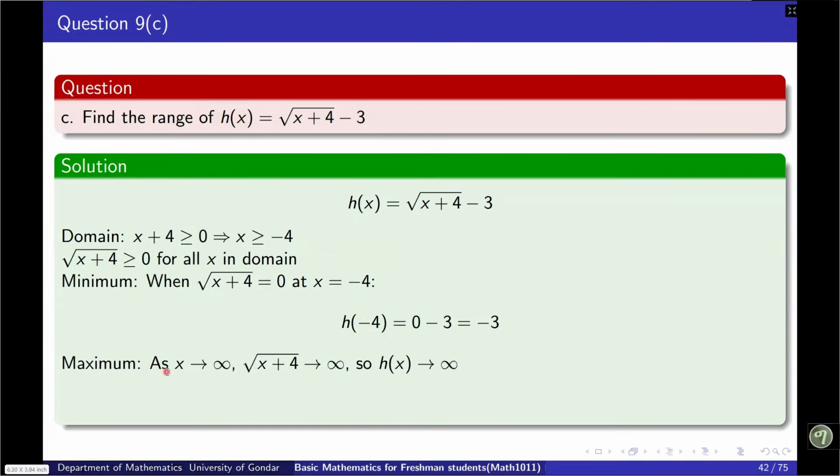At maximum, whenever x approaches infinity, that means when x gets a very large positive number, its functional value, that is h(x), will tend to positive infinity. But x can never go to negative infinity because the domain is already greater than or equal to -4. So that the range could be from the minimum value of this functional value, which is attained at x = -4, to positive infinity. Therefore, this is the range.